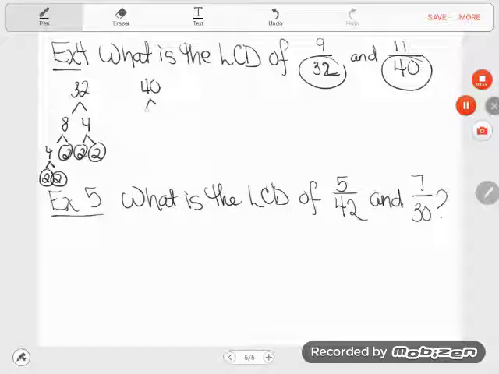I'll do the same thing with 40. 40 is the same as 5 times 8. Now 5 is prime, but 8 is composite. I'll keep breaking him up. 2 is prime, but 4 is composite. I'll keep breaking him up. And there are my prime factors. So I get down to my prime factors.